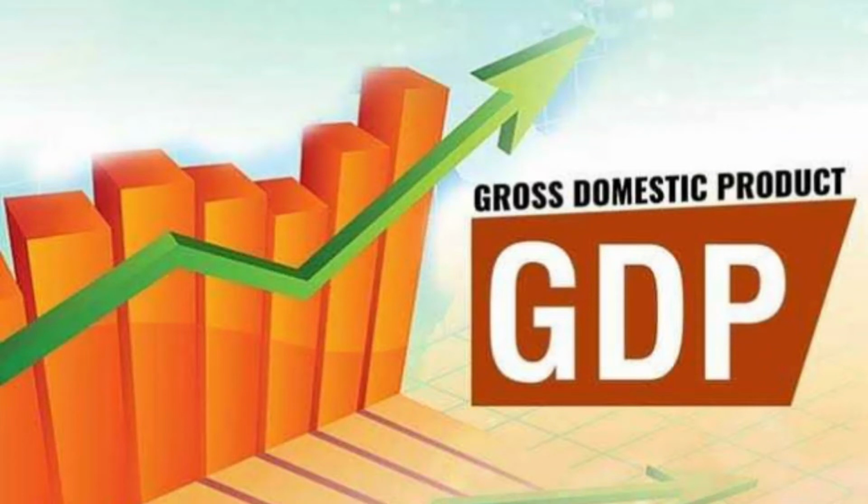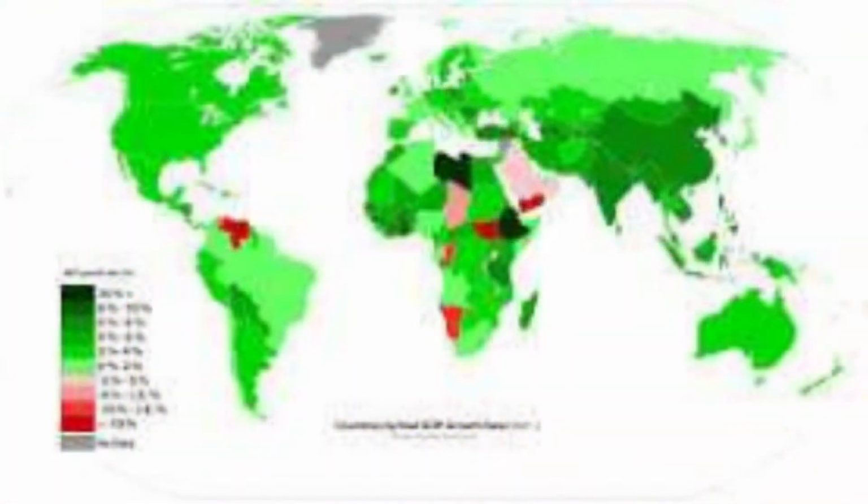Gross domestic product, or GDP, is perhaps the most talked about economic concept. It measures the size of a country's economy. This guide explains how GDP is measured, as well as which things GDP doesn't capture.